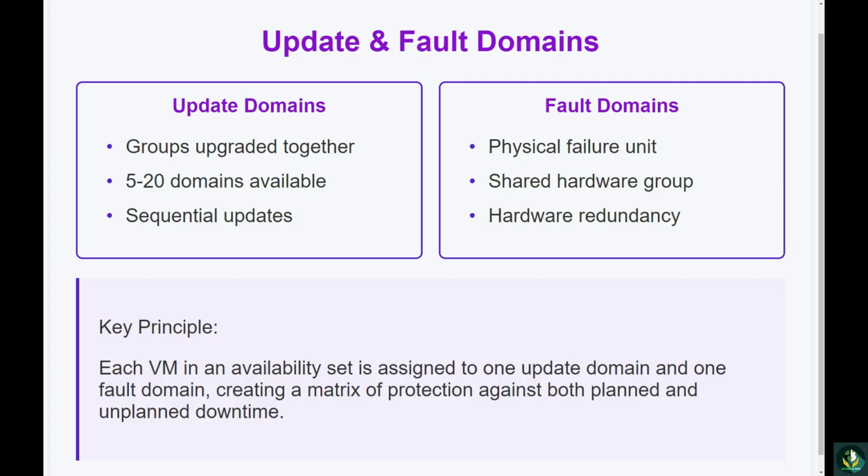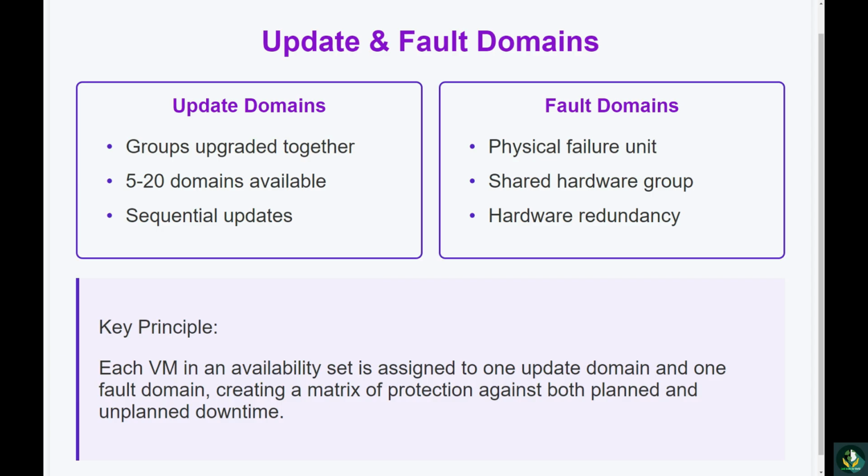This flexibility allows you to fine-tune how your applications handle planned maintenance. Imagine you're updating a building's electrical system. You wouldn't want to shut down power to all floors simultaneously. Similarly, update domains allow Azure to perform maintenance while keeping your services running.